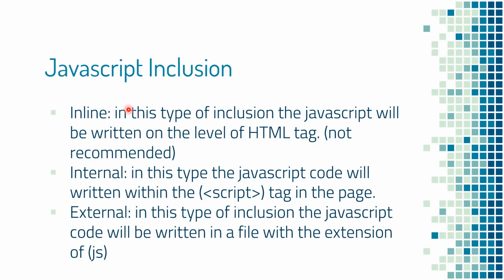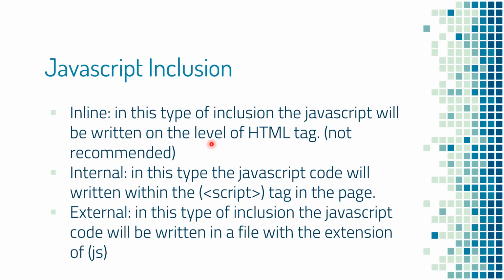When you want to work with JavaScript, there are 3 ways that you may use to include your JavaScript code. It's almost the same thing as what we learned with CSS. You may use inline inclusion, internal inclusion, or external inclusion. When we talk about inline inclusion, that means you're going to write your JavaScript code on the tag level. Okay, so it's almost the same thing.